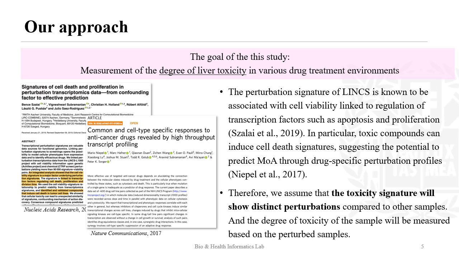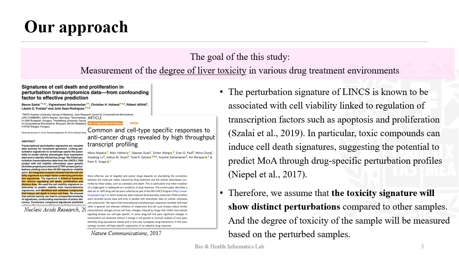So, this study aimed to measure the degree of toxicity for the different environments in which the drug was treated. The perturbation signature of the cells is known to be associated with cell viability, linked to the regulation of transcription factors such as apoptosis or proliferation. In particular, toxic compounds can induce a cell death signature. This suggests the potential to predict the mechanism of action through drug-specific perturbation profiles.